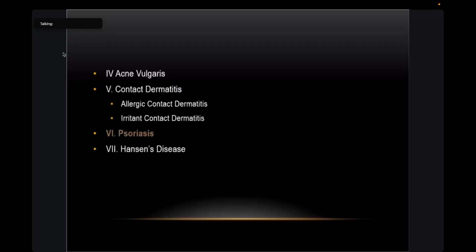Okay. Akala kasi ng iba magic ano yung retinoid, lagyan nila ng sobrang dami yung face. Ang dami ko nakitang gano'n. So remember the pea-sized amount for the whole face. Yun lang siya. Okay, let's go to psoriasis.